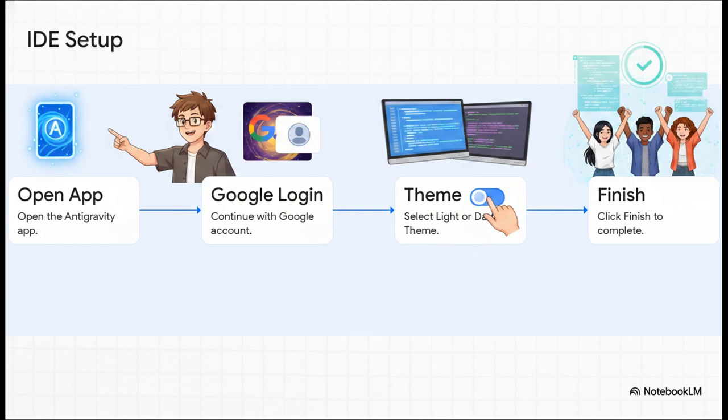Once that installation finishes up, go ahead and crack open the Anti-Gravity app. It's going to ask you to continue with Google. Make sure you select that exact same personal account we used earlier. It'll take just a brief moment to sign you in. After that, it's the fun part, personalizing your space. You can go with a light theme or a dark theme, whatever is easiest on your eyes when you're coding, and then just hit finish. Just like that, your visual workspace is officially ready to rock.